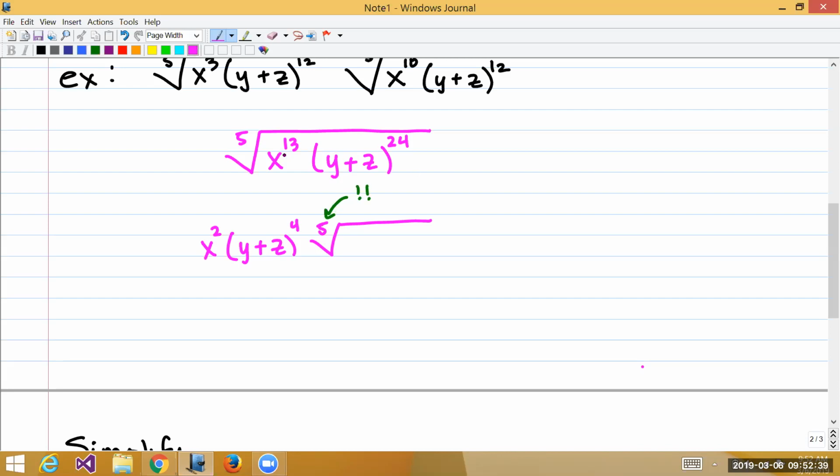If I have 13 x's and I pulled out 2 groups of 5, that means I pulled out 10 x's, which would mean I have 3 left. So I would have x to the power of 3. And if I had 24 factors of y plus z and I pulled out 4 groups of 5, that means I pulled out 20 of them. That would mean that there are 4 remaining. And that would be our final simplified expression.